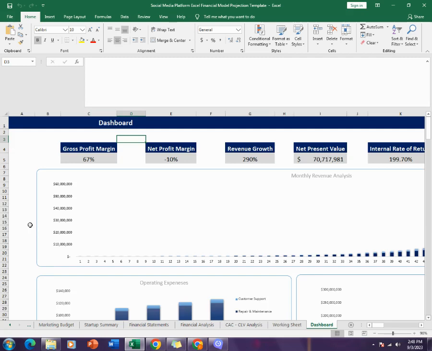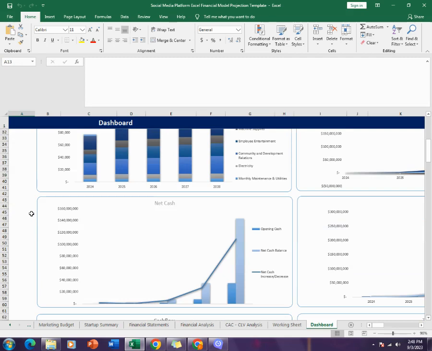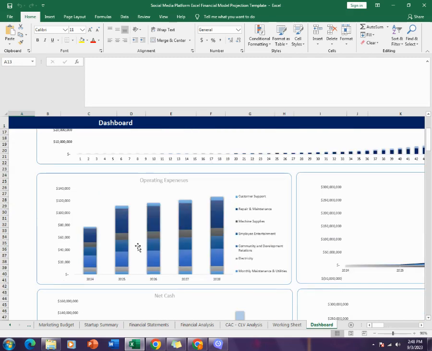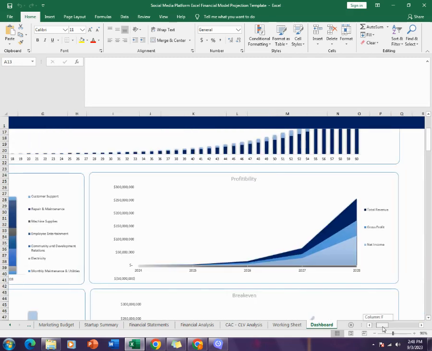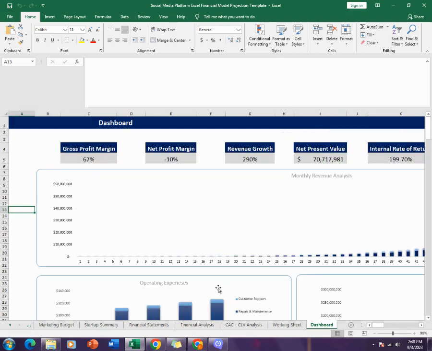The last sheet includes the dashboard, which gives you the KPIs of the company, as well as shows all the information in graphical context, as you can see over here. These graphical contexts will help you in making financial decisions much more easily and efficiently.